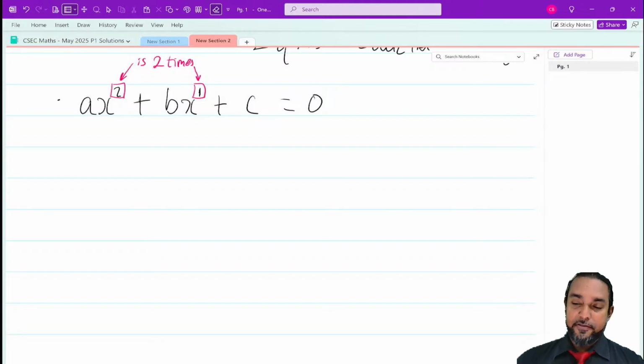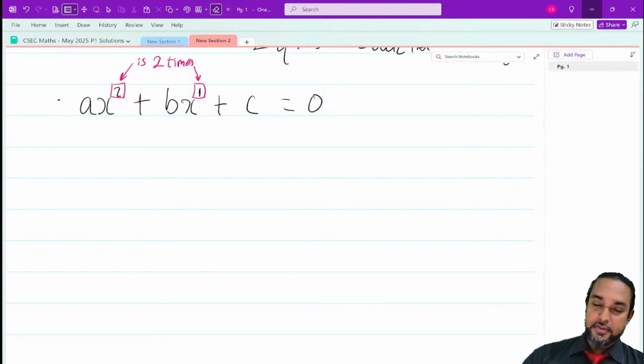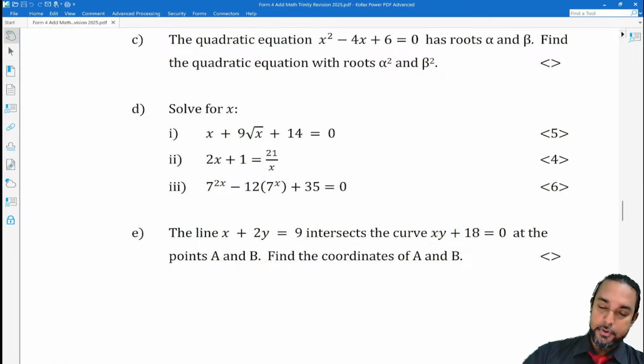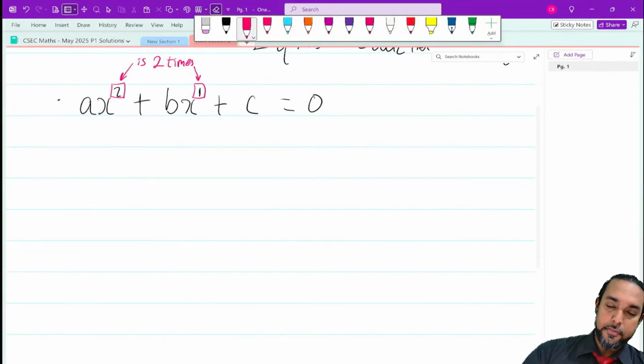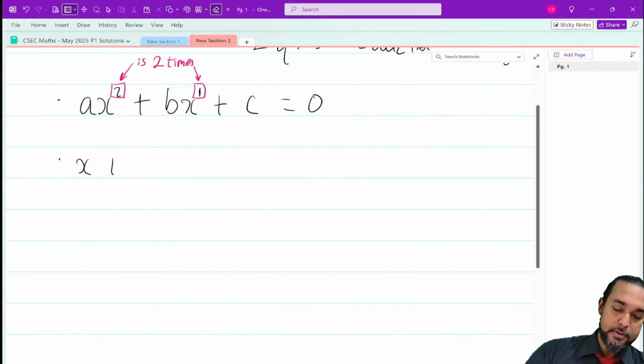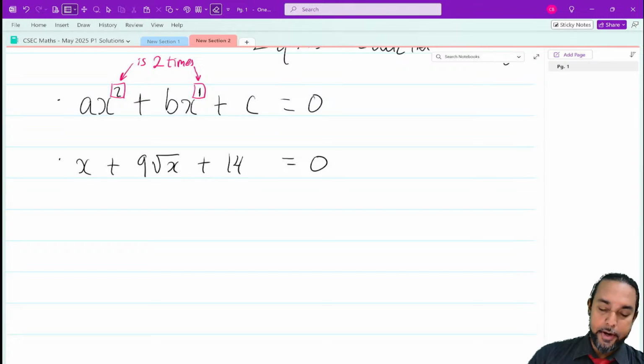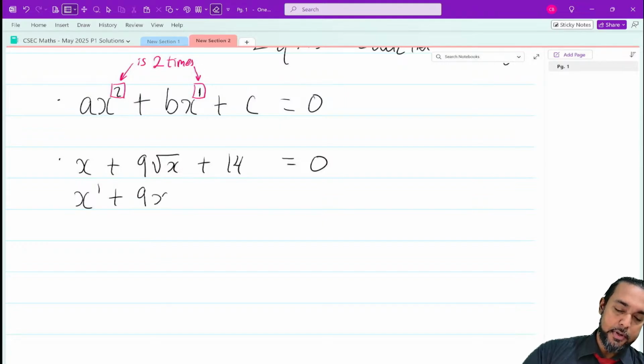So what that means is that if we have any other equation, for example, let's pull this one here: x plus 9 root x plus 14 equal to 0. Let's rewrite the left side with powers, because again there's no power explicit here. What power is understood? 1, right? So we have x to the power 1. The square root of x can be written as x to what power? x to the power of 1/2.